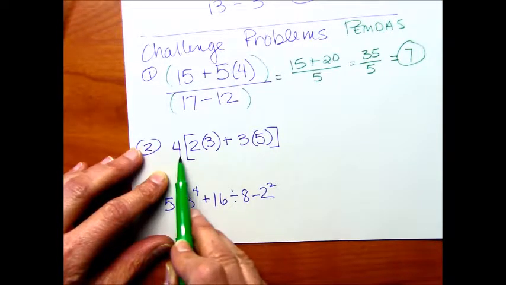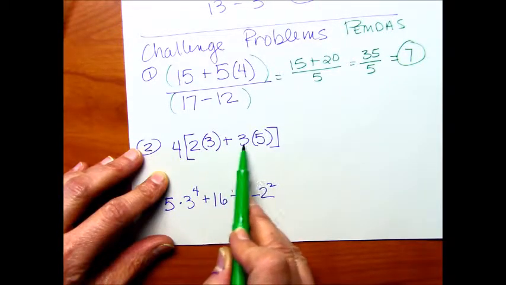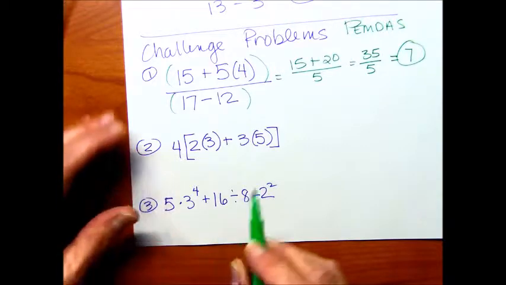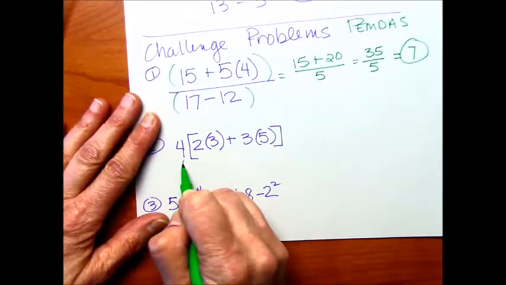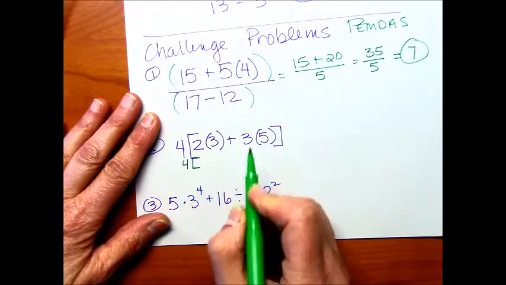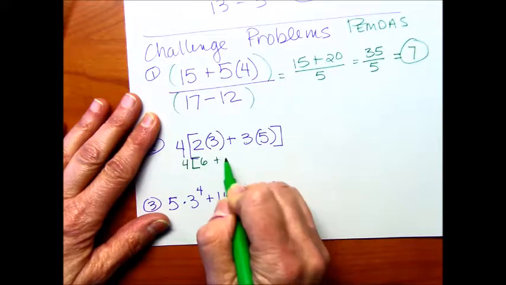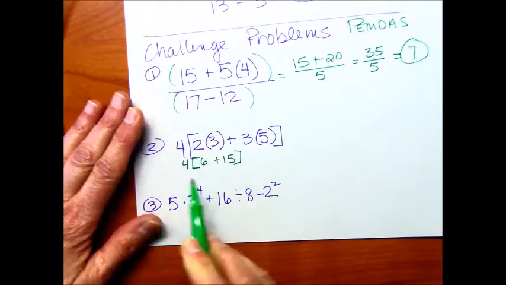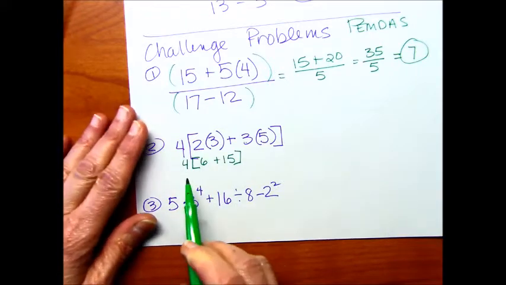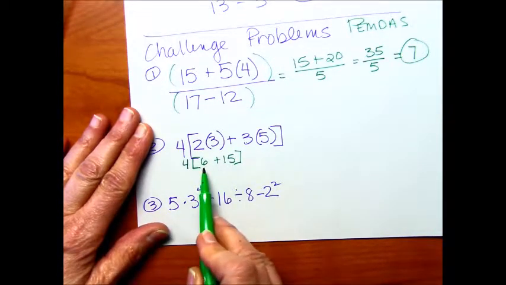So this is 4 times the quantity of 2 times 3 plus 3 times 5. Let's go ahead and figure out the inside part. I'm just going to rewrite the 4 in the bracket. So 2 times 3 is 6, and 3 times 5 is 15. And again, we're condensing it a little bit.